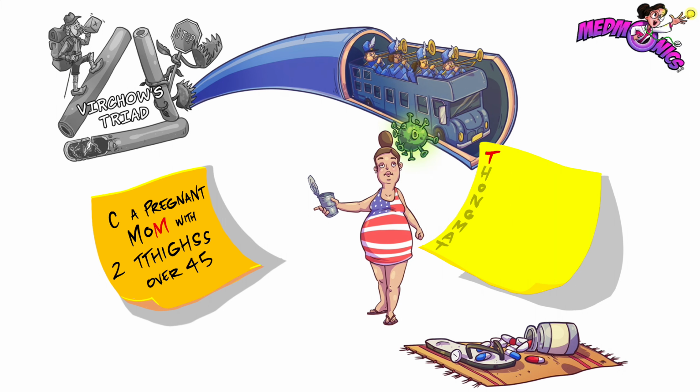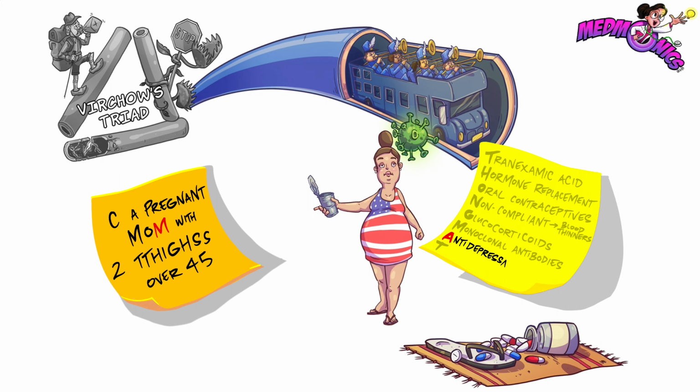So from a medication point of view, T is for tranexamic acid, H stands for hormone replacement therapy, O is for the oral contraceptive pill, N is non-compliance with blood thinners, G is for glucocorticoids, M stands for monoclonal antibodies, A is antidepressants, and T is for testosterone.